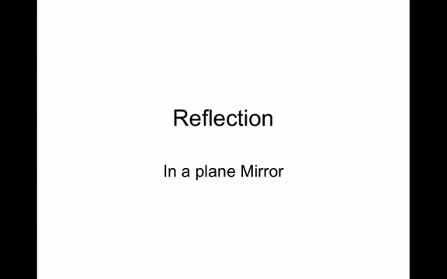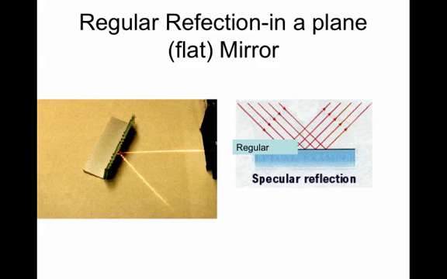Hi there. Today we're going to talk about the concept of light reflection. We'll narrow our focus onto just a plane mirror. Now, in physics, a plane mirror means a mirror that is completely flat with no bumps on its surface, so no curves or anything. So here's a regular reflection in a plain flat mirror.